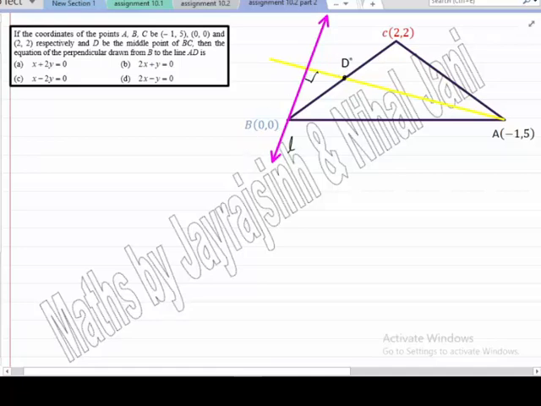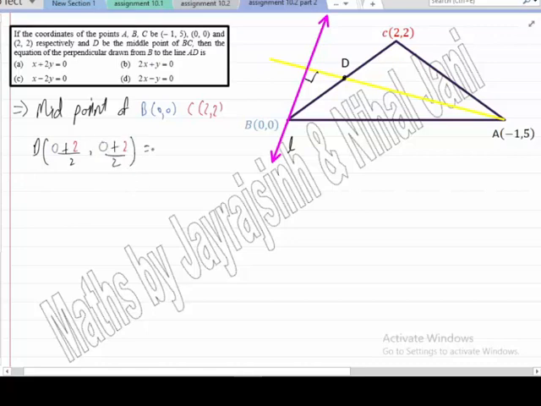Okay. So first of all, let's find out point D, then find the slope of AD, and it will be helpful to get the slope of L, right? Let's do as we plan. First of all, the midpoint of BC: summation of x coordinates by 2 and summation of y coordinates by 2. Or we can say the coordinate of D is (1, 1).